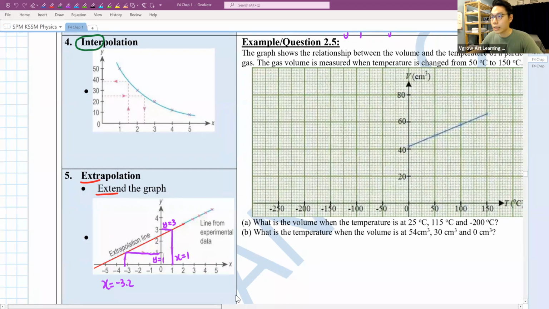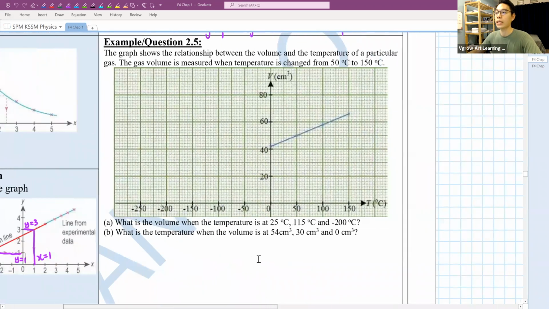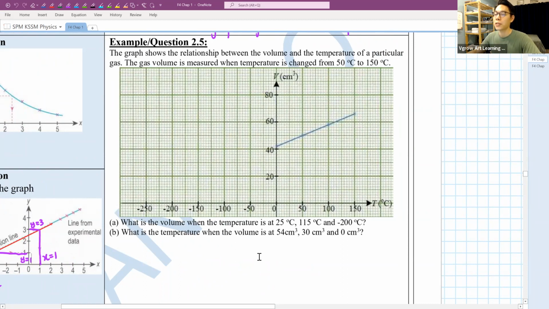Okay, so we look at example 2.5. The graph shows the relationship between the volume and temperature of a particular gas. The gas volume is measured when the temperature is changed from 50 degrees to 150 degrees. Okay, so they draw out this graph for you already. So part A, they ask you, what is the volume when the temperature is 25 degrees Celsius? Okay, we do one by one.